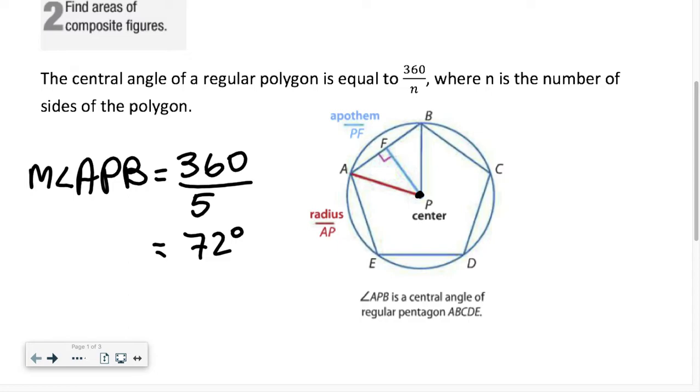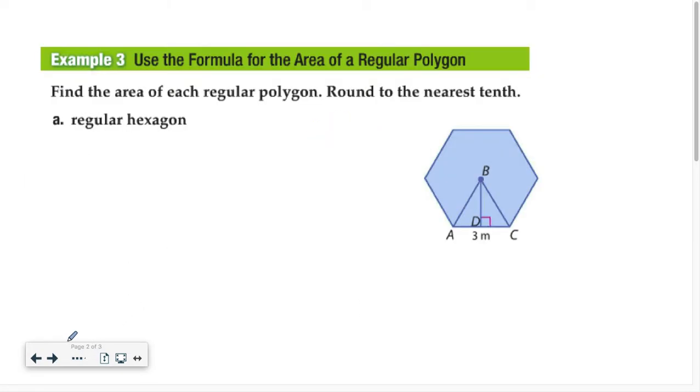Also of interest to us, and we won't use the central angles too terribly, well, we will use them quite a bit, but also of interest is the idea of what an apothem is. An apothem is a measure from the center of the polygon perpendicular to one side of that polygon. So here, PF is an apothem length. And then lastly, radius, kind of the same idea. Radius goes from center to vertex, and so that'd be a radius of the regular polygon.